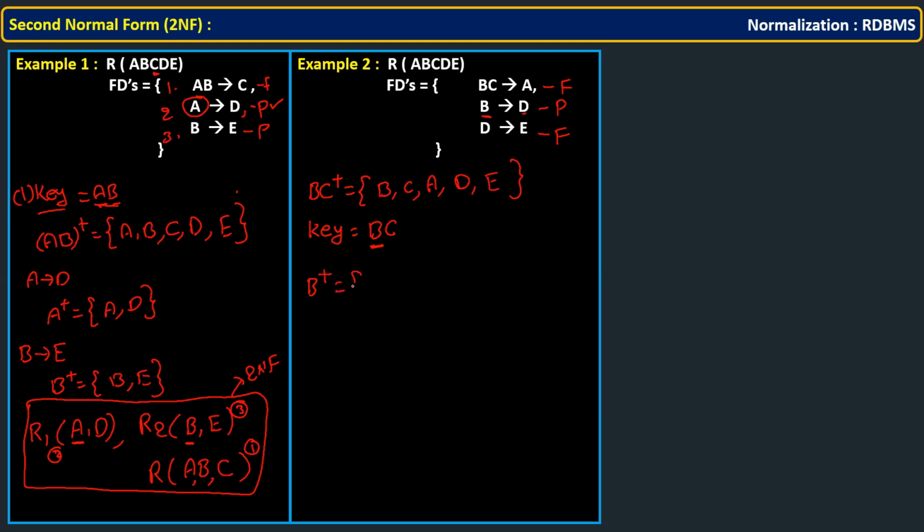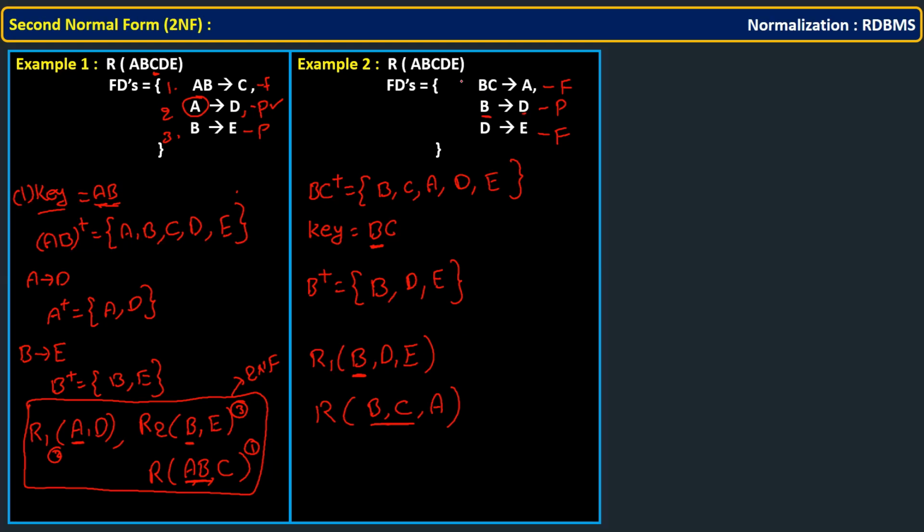For that, find the B closure. So B derives D, and next, D derives E. So this is one relation. R1 is going to become B, D, E, and here the primary key is B. The original relation has primary key BC, but A is not covered here, so let us take A also, and of course this is the primary key. In this way we are going to divide.